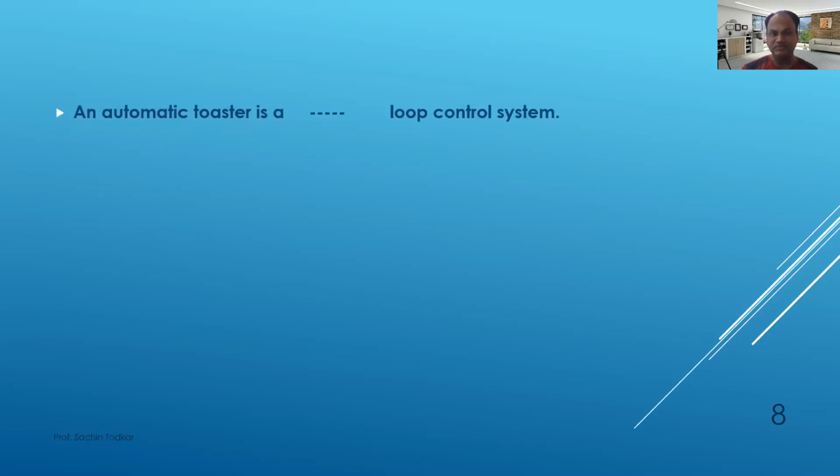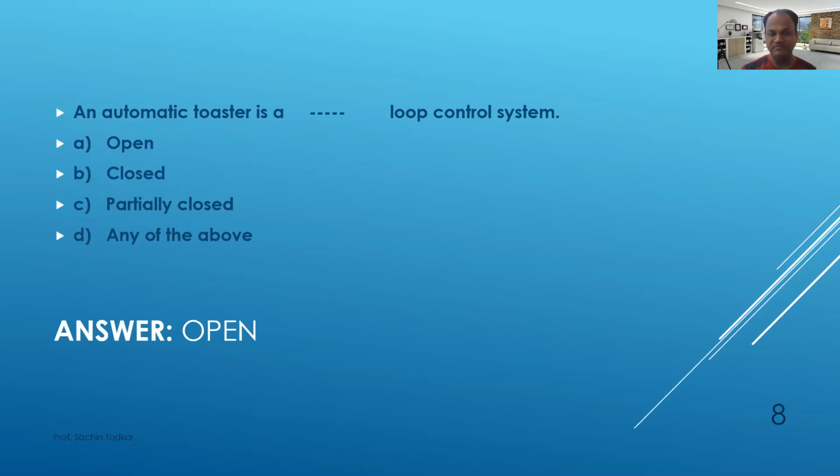An automatic toaster, just now we have discussed, is an open loop system. So the answer will be your first answer, open loop system. Because in a toaster there is a time constraint, and it has been pre-fed time. So that's why there is no feedback of that particular element.